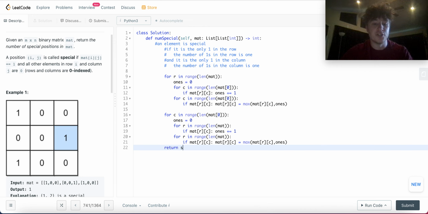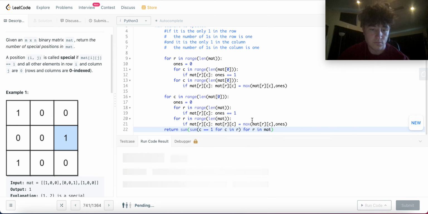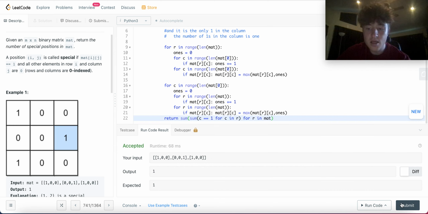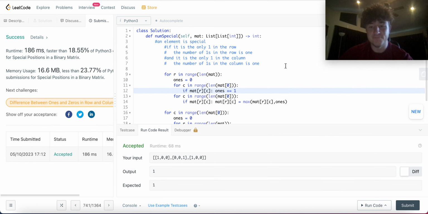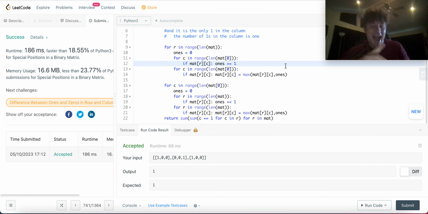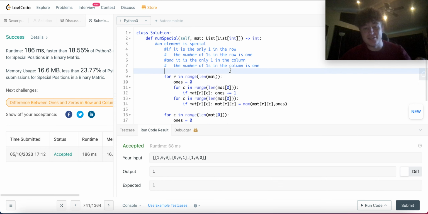And then when we're done, we're just going to return the sum of elements. So we'll look at each row value equaling one for row in row for, so I guess that'd be column for column in row for row in mat. Let's fly. What was that? That's why you stick to coding. Okay, so terrible video.